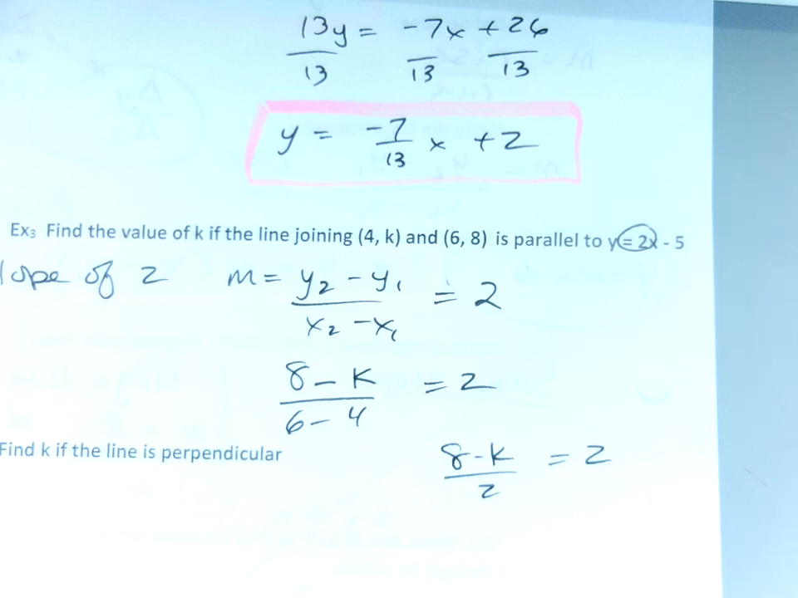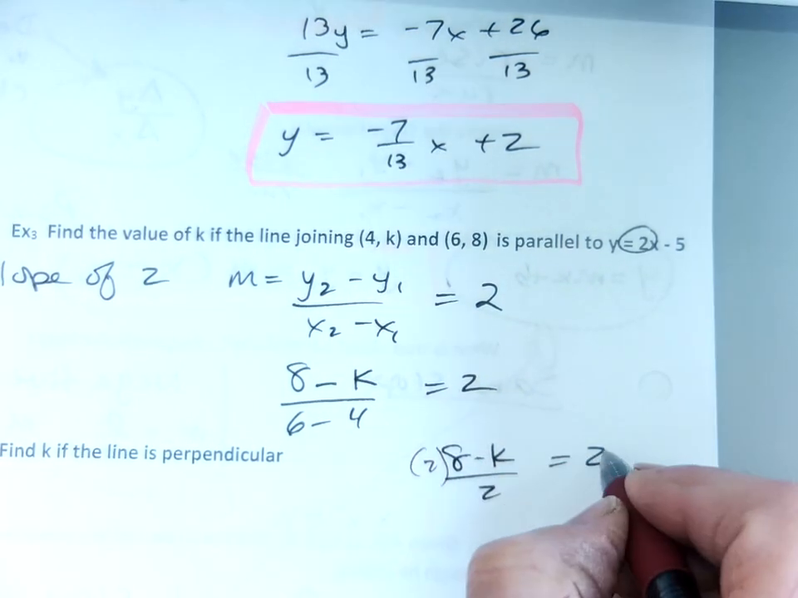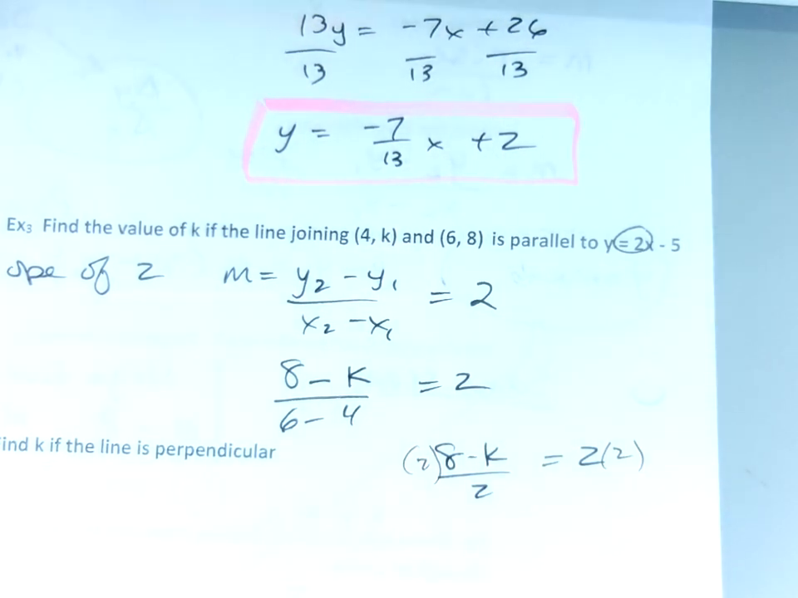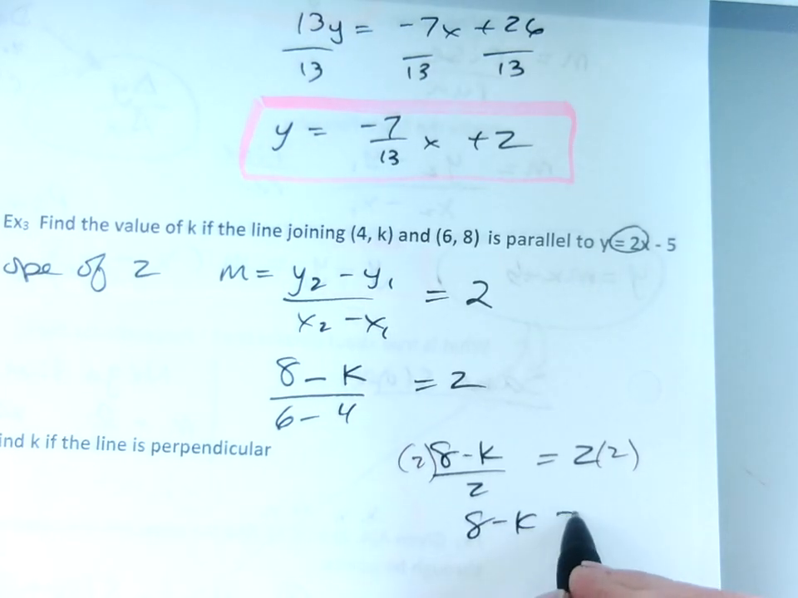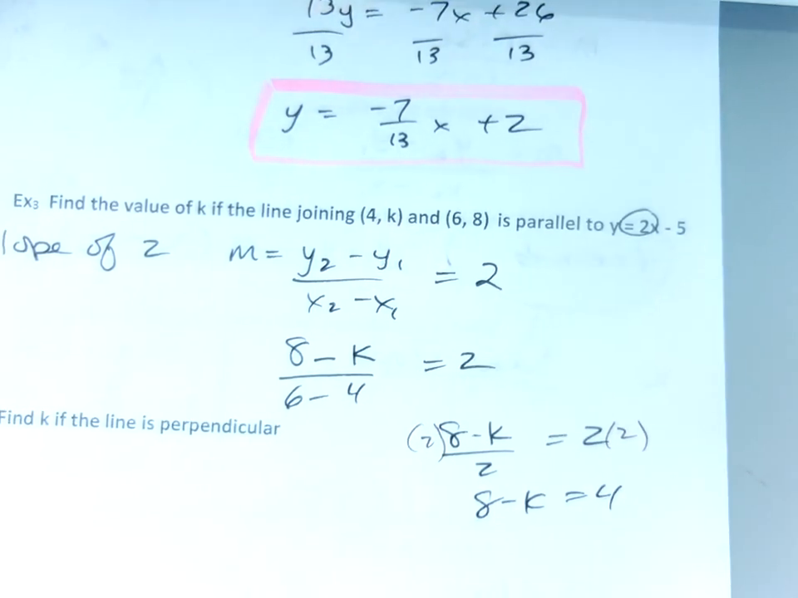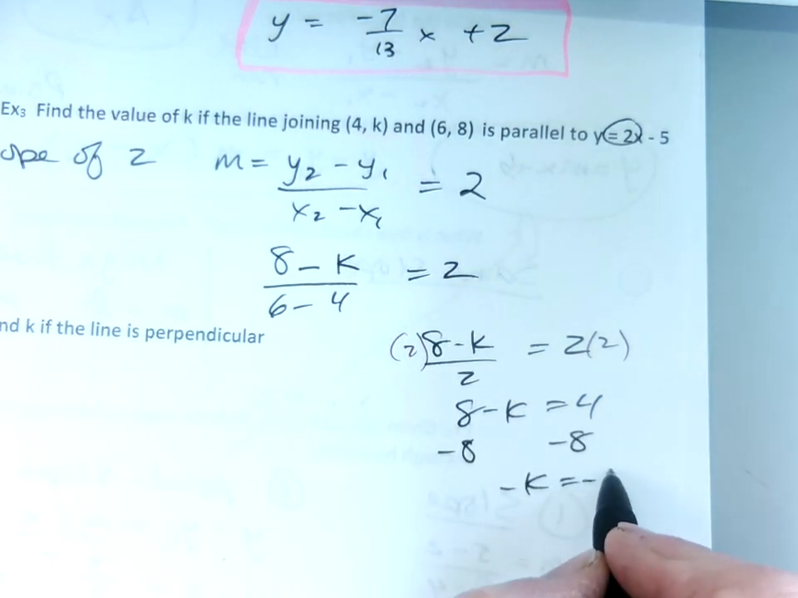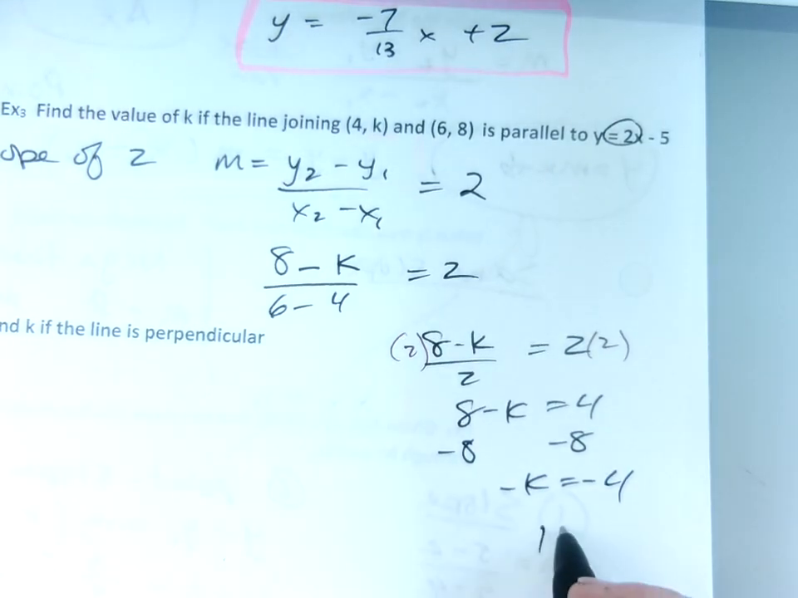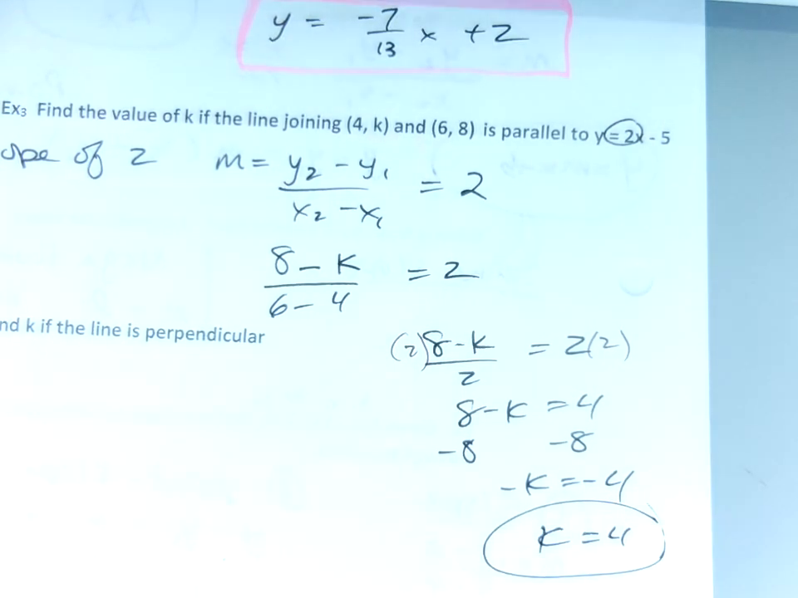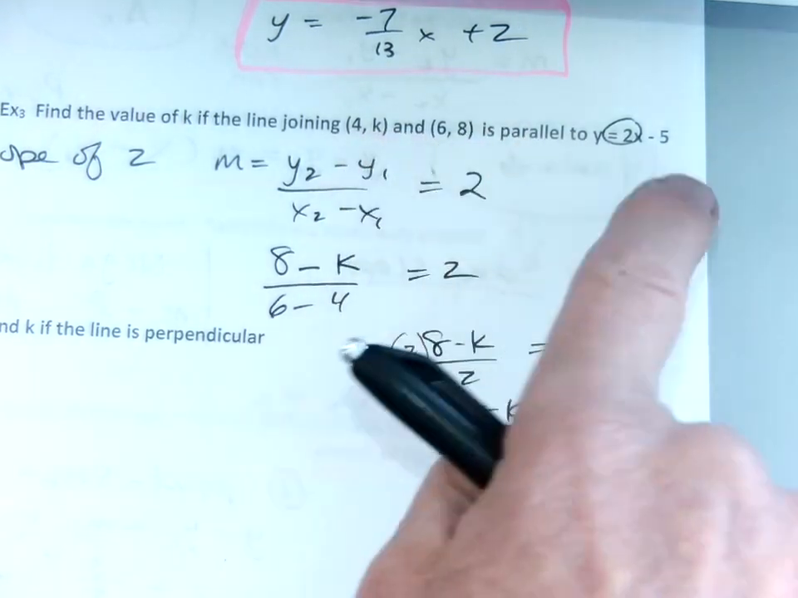Times by 2, times by 2. So then I have 8 minus k equals 4. Minus 8, minus 8. Negative k equals negative 4, right? Or k equals 4. Good, okay, we got that answer. So 4 is the answer that I needed to make those 2 points parallel to the line. That's the value that makes these 2 points parallel to that line, okay?